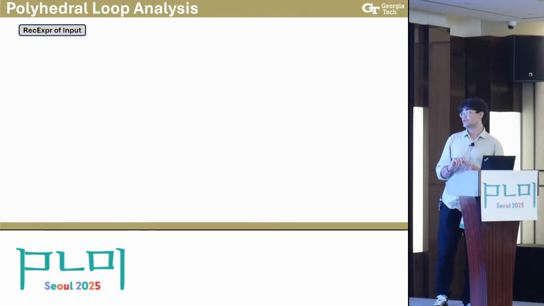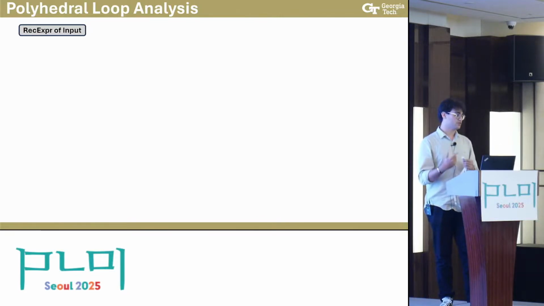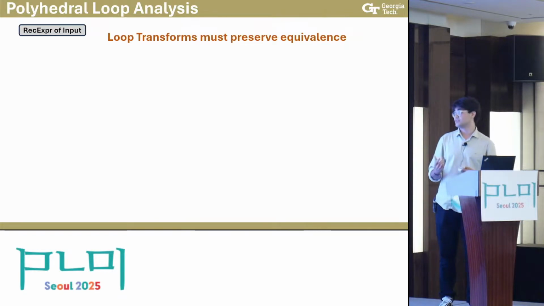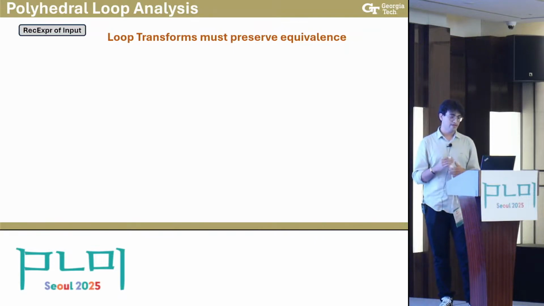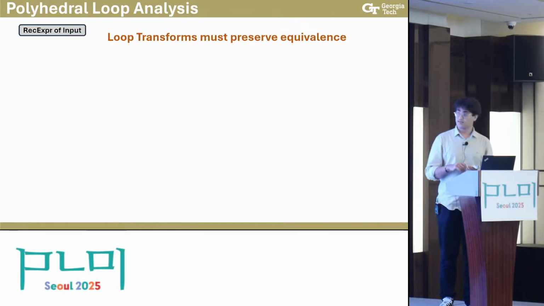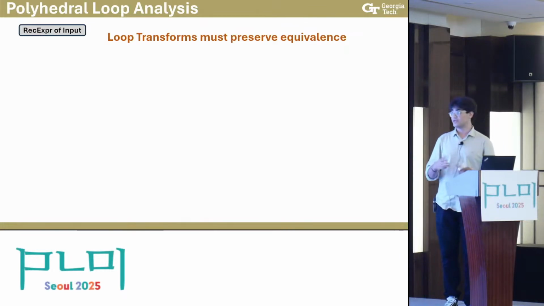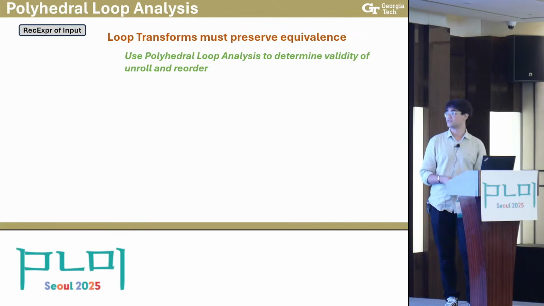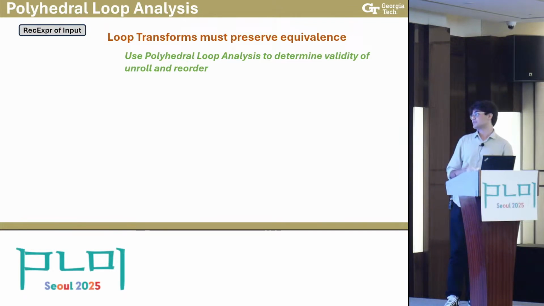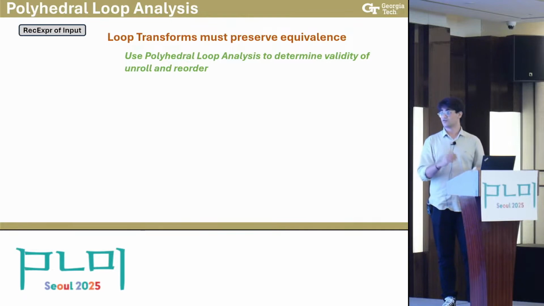But you also might know that you can't apply these to every single loop. There is some validity check. So we do need our loop transforms to preserve equivalence. And primarily for loop unroll and loop reordering, this is due to the memory accesses. And luckily, there is a technique for finding out when loop transformations are valid, and that's using something called polyhedral loop analysis. So we're going to use that to try and determine the validity of unroll and reorder before we go and apply them.